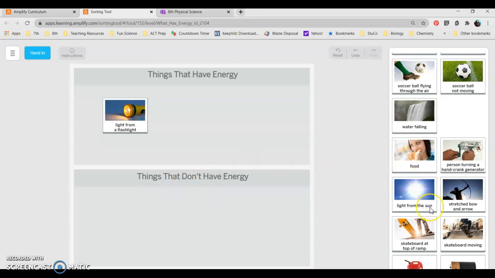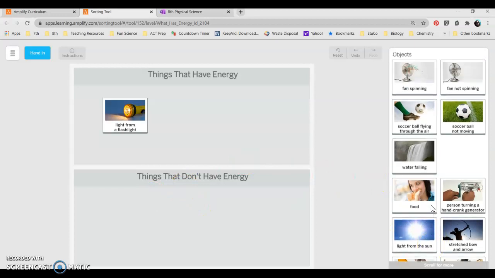So go ahead, I'm going to have you pause this video. Take a second to sort through all of these objects. Again, if you're not 100% sure where it goes, or you think maybe it just doesn't fit into either of these 2 categories, you can leave it over here for now. When you are done, click hand in, and I will be able to see how you sorted everything. So go ahead, pause, take a second, and do your sorting tool.